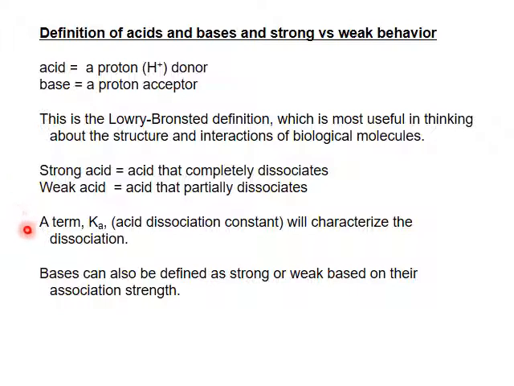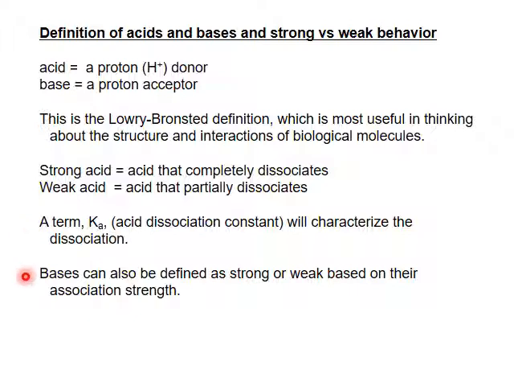There's another term that we're going to introduce, the acid dissociation constant. It is an equilibrium constant, but we give it a special designation as Ka. So it's a dissociation constant for an acid, and that's why the subscript is A. Sometimes in chemistry you think of Ka as an association constant, but in terms of biochemistry, the Ka is reserved for the acid dissociation constant. So keep that in mind: the Ka is the acid dissociation constant, an equilibrium constant.